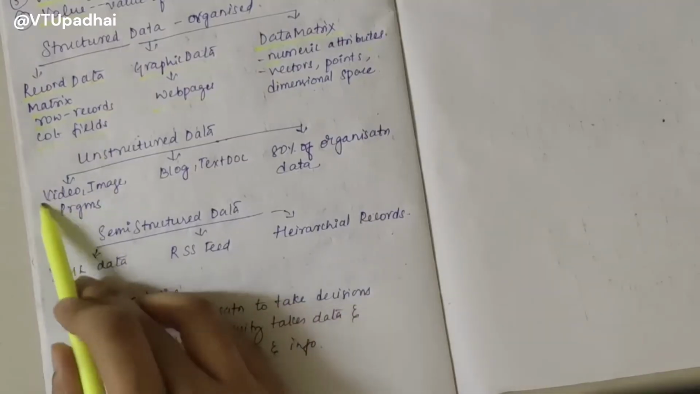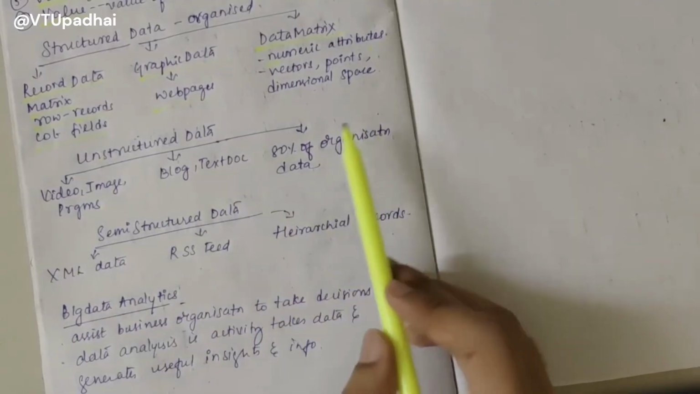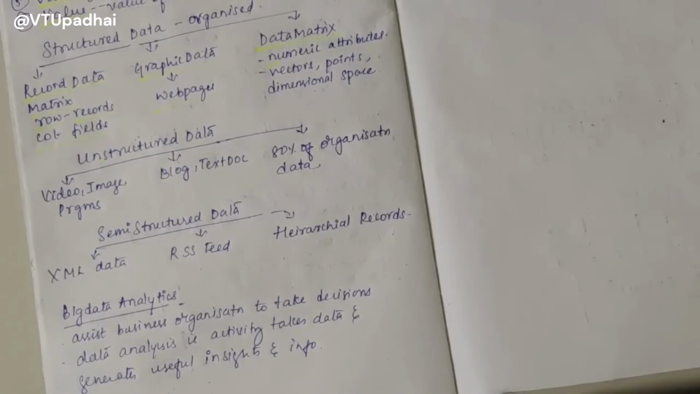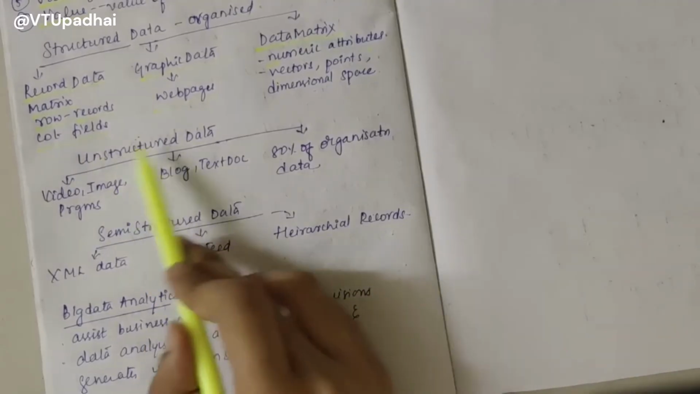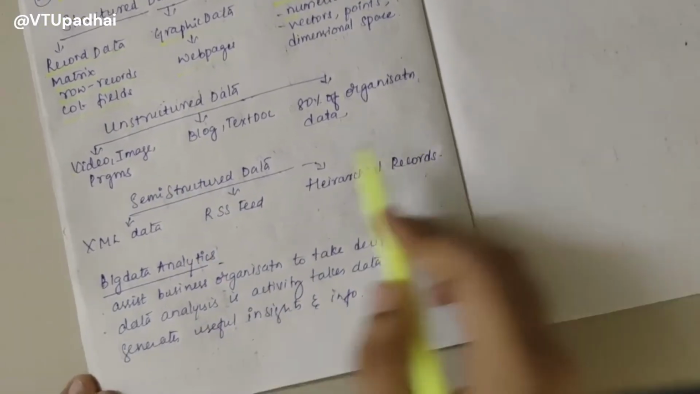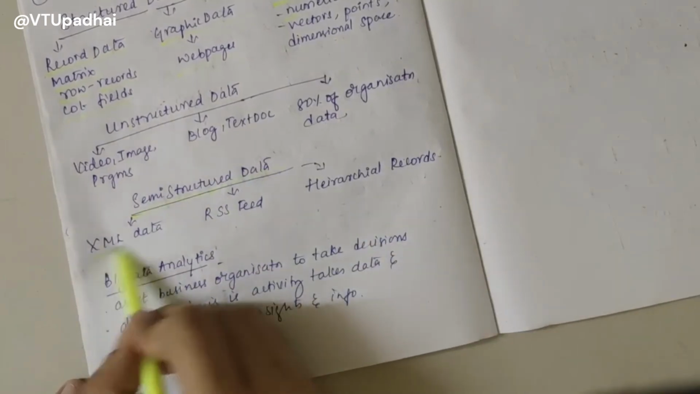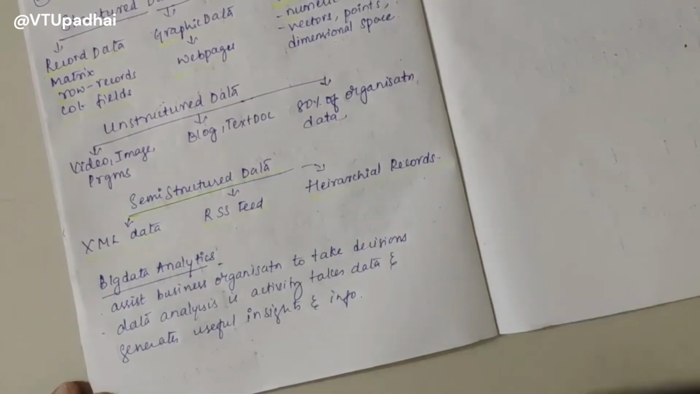Then we have the unstructured data. In unstructured data, we have video games, images, programs, blogs, text documents, and 80% of the organizational data falls under unstructured data. Then moving on, we have the semi-structured data. Here we have XML data, RSS feed, and hierarchical records.